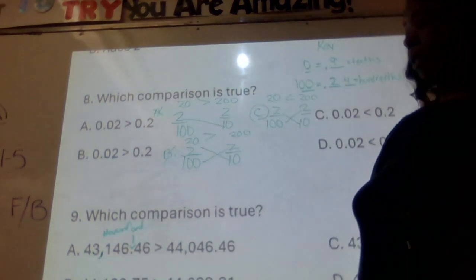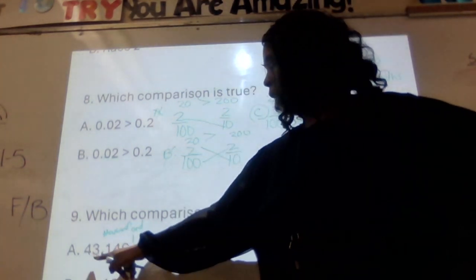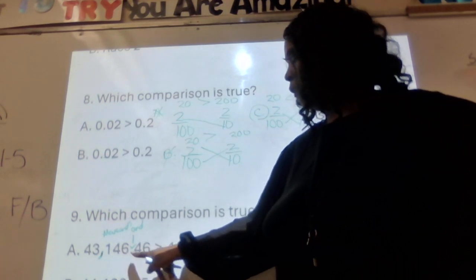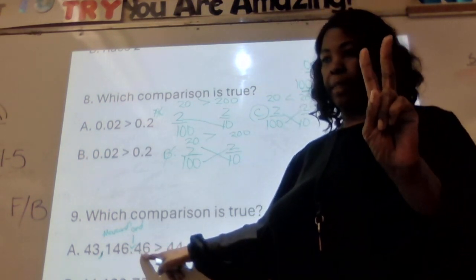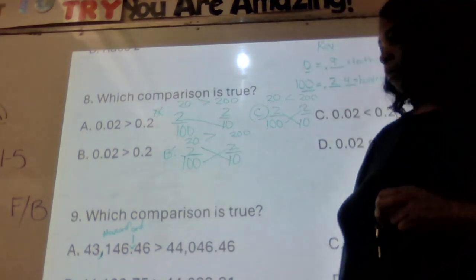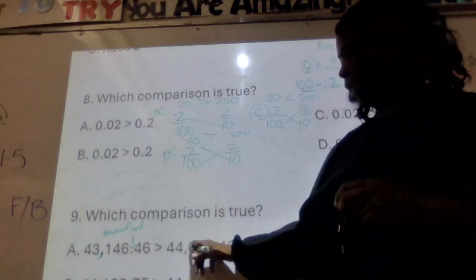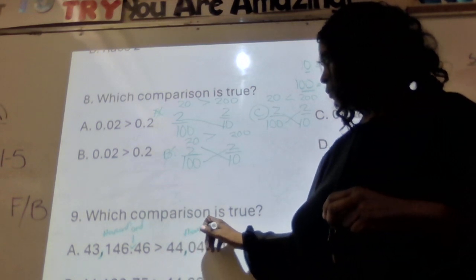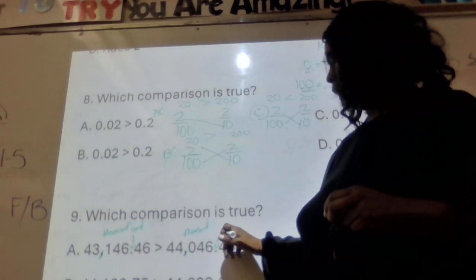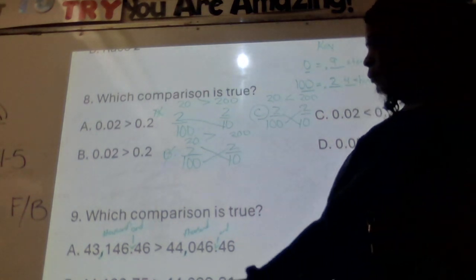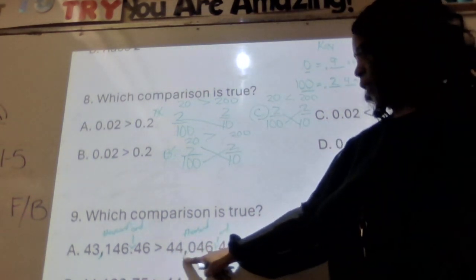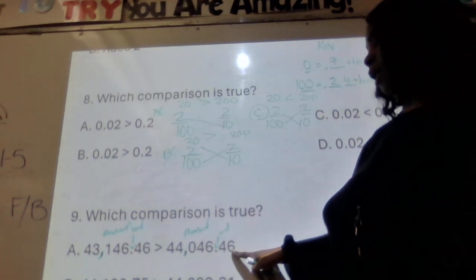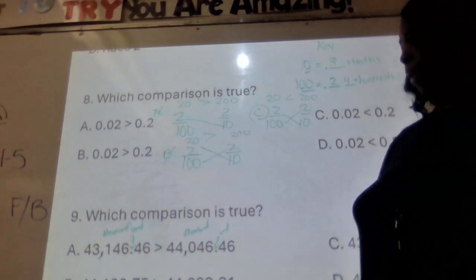So let's read this number. 43,146 and 46, 2 places past the decimal, hundredths. Okay? So remember this again. This is thousand. The decimal here means "and." Let me read the number. 44,046 and 46 hundredths, because there's two numbers past the decimal.